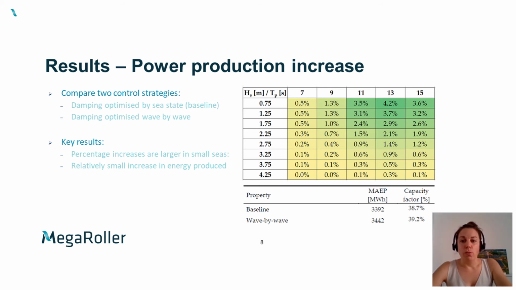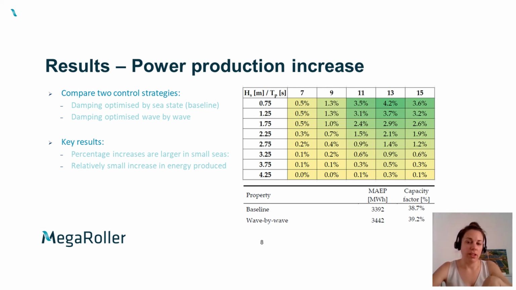To investigate the effect of the wave-by-wave damping control on power production, which aims at maximizing the power capture, we looked at the same sea state using the baseline control strategy and using the wave-by-wave damping control approach. Overall, it was found that the increase in energy production is relatively small when moving from a baseline strategy to a wave-by-wave damping control approach. This may be due to the MegaRoller characteristics, specifically the fact that the device is not designed to resonate with the waves. These findings are obviously not meant to be interpreted that wave-by-wave damping control cannot be suitable for other wave energy converters.